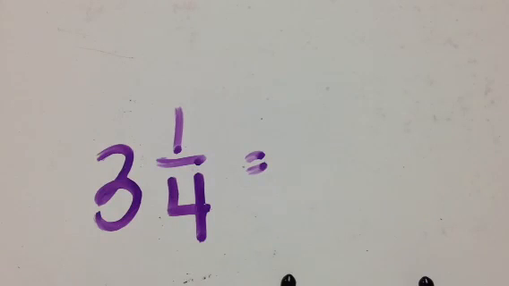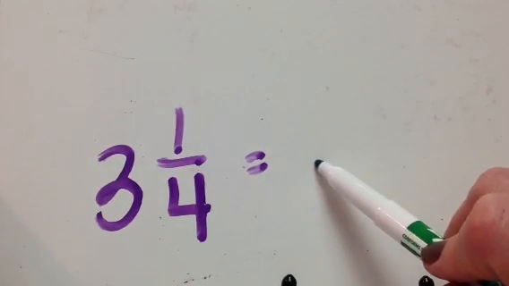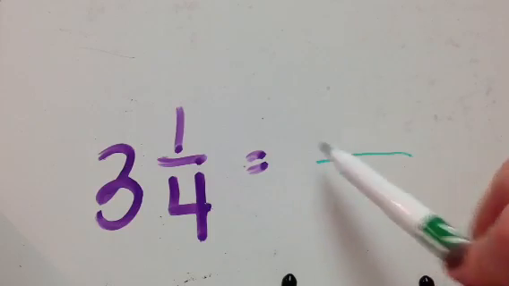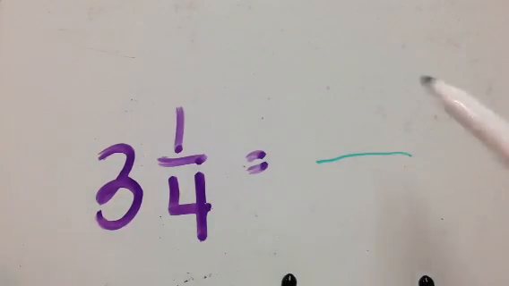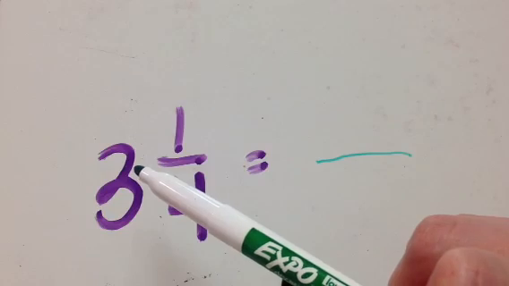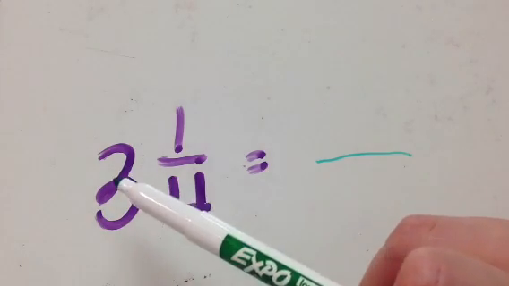Hey, math class. We're going to review a little bit with changing back and forth from mixed numbers to improper fractions. So here I have a mixed number, 3 1/4, and if I want to make that into an improper fraction, something with a number that's bigger on the top than on the bottom, the first thing that I'm going to do is find my top number, which is really kind of easy.